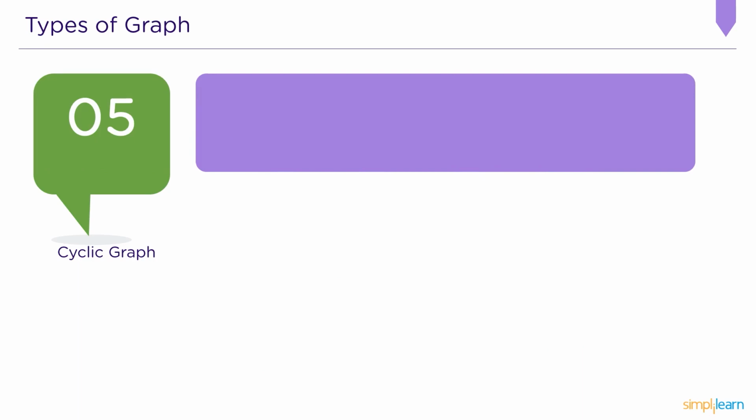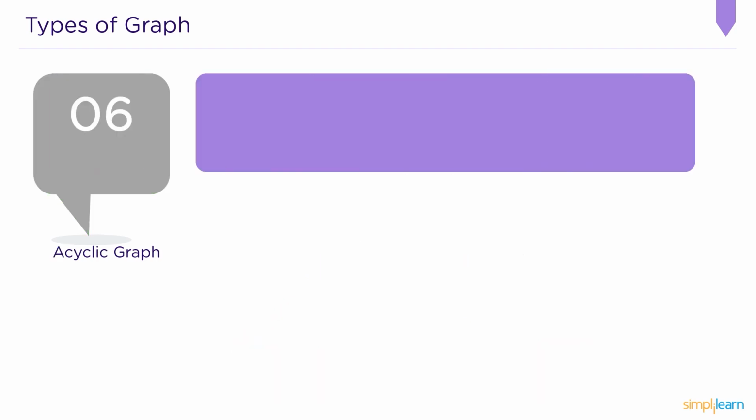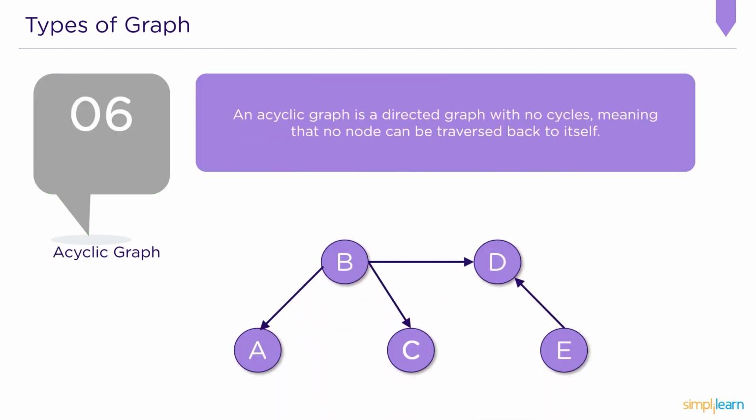After that, a cyclic graph is a directed graph in which at least one node has a path back to itself. The last type of graph is the acyclic graph. An acyclic graph is a directed graph with no cycles, meaning that no node can be traversed back to itself.